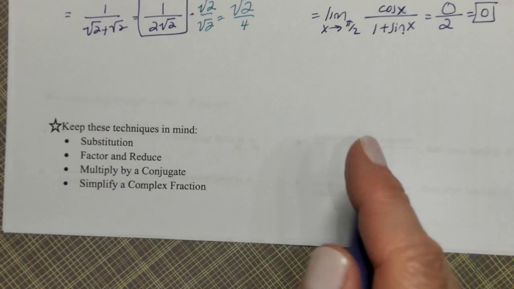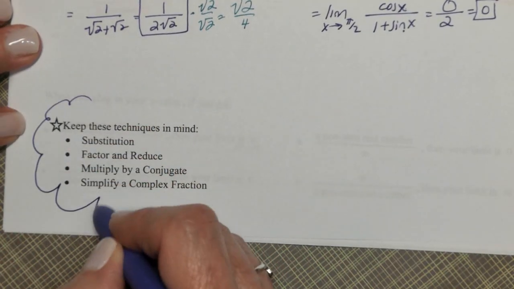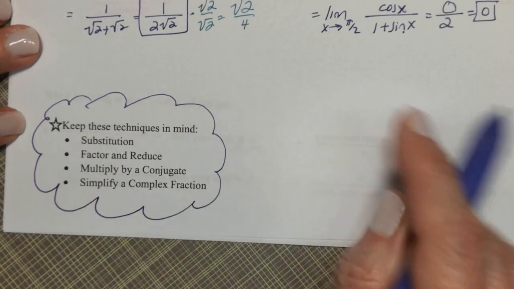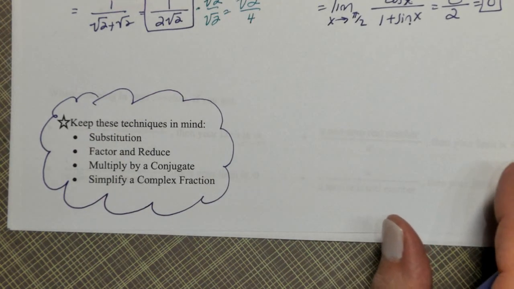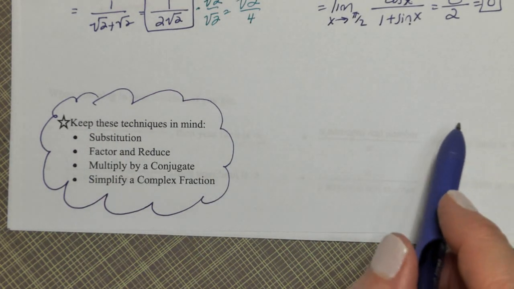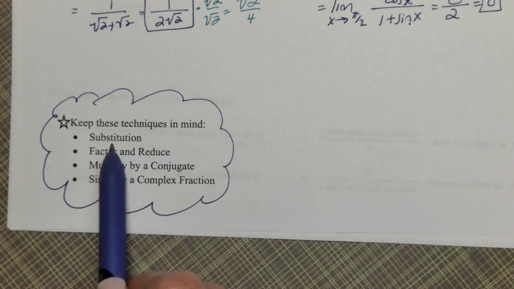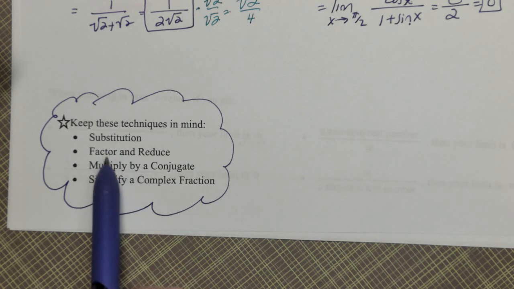So these are the techniques for evaluating a limit, but the first one is your go-to. You always do that first. Then, if you get an indeterminate form, you do one of these.